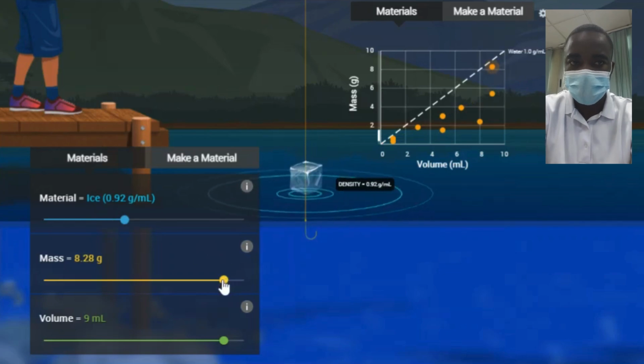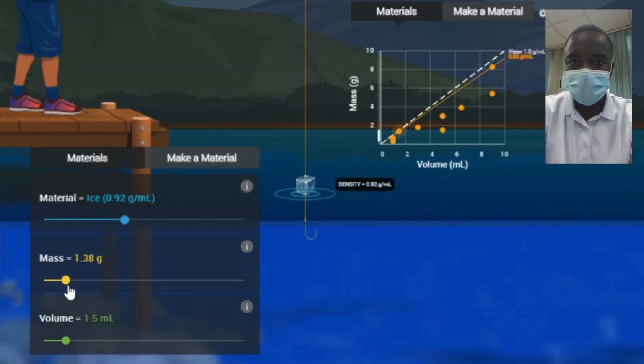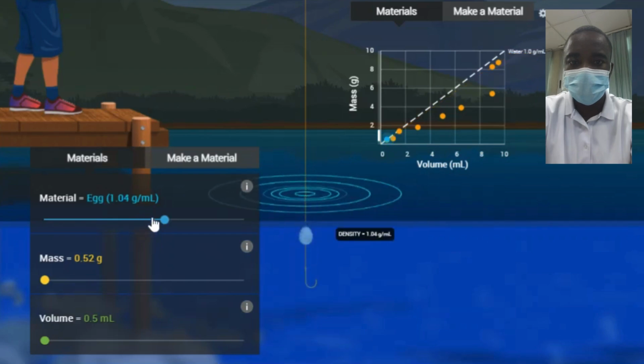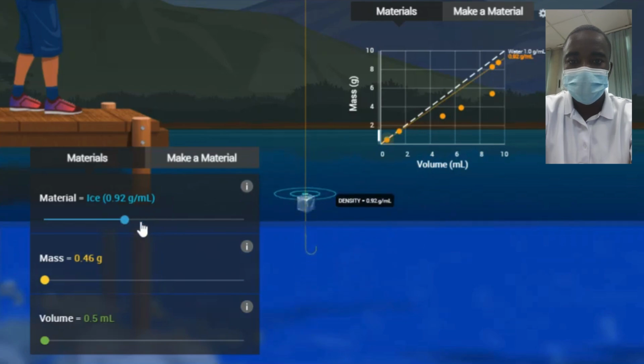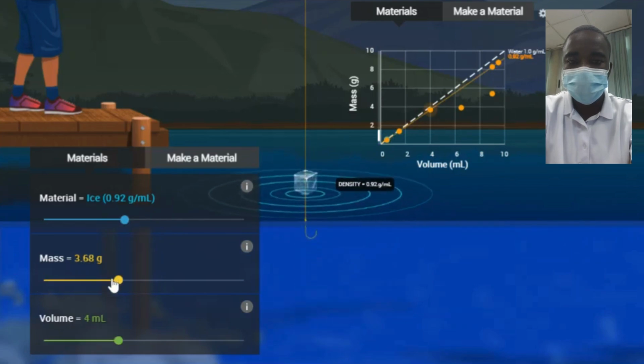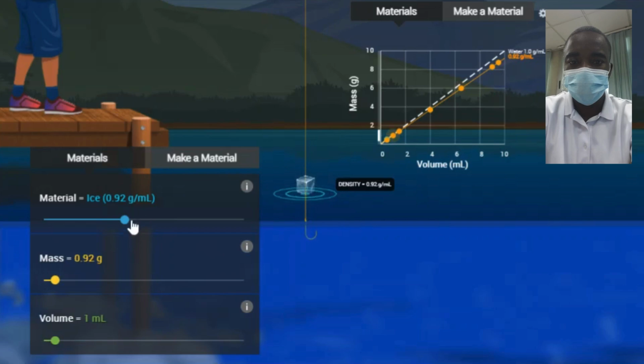Each material has unique properties, such as mass and volume, which directly affect its density. For instance, a rubber duck is lightweight and has a large volume, making it less dense, while titanium is heavy and compact, resulting in high density. Students can vary the mass of the sinker during the simulation, observing how changes in mass impact the object's density and its ability to float or sink.